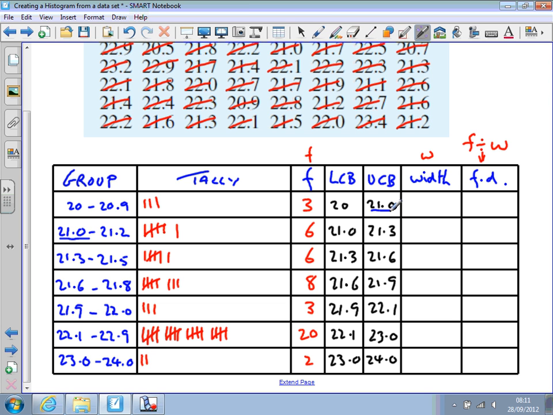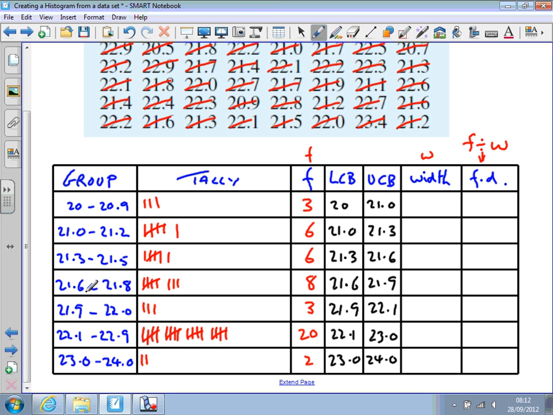The upper class boundary must be the same as the lower class boundary for the next group, so they must be the same. So that means the upper class boundary for the next group will be the start of the following one, and so on. So 21.3 forms the lowest class boundary for the third group. 21.6, which is the upper class boundary, is the lowest value of the following group, and so on. So lower class boundary and upper class boundary put in the columns.